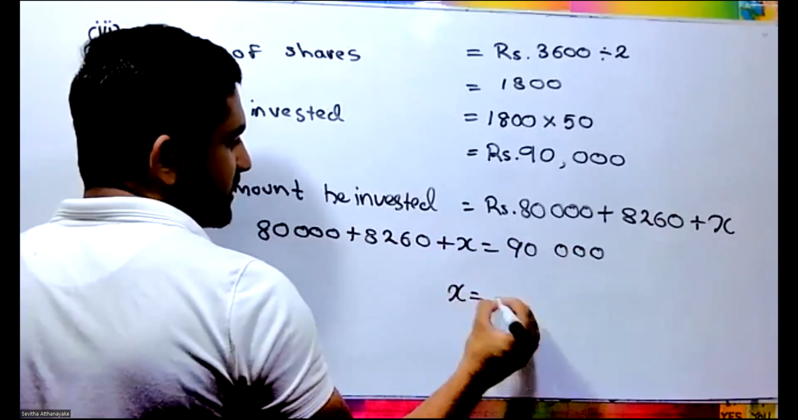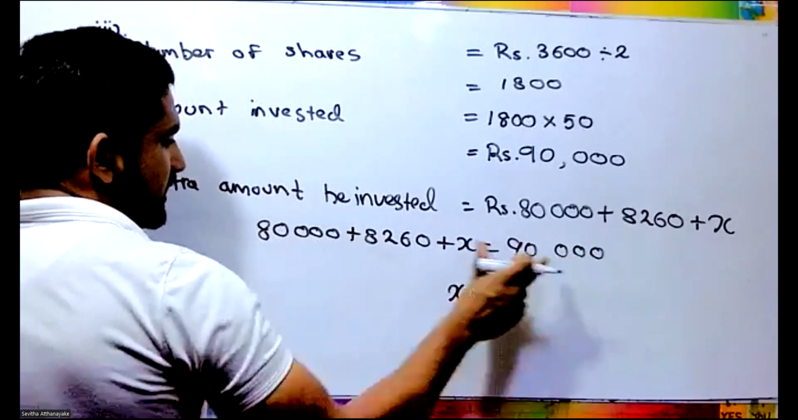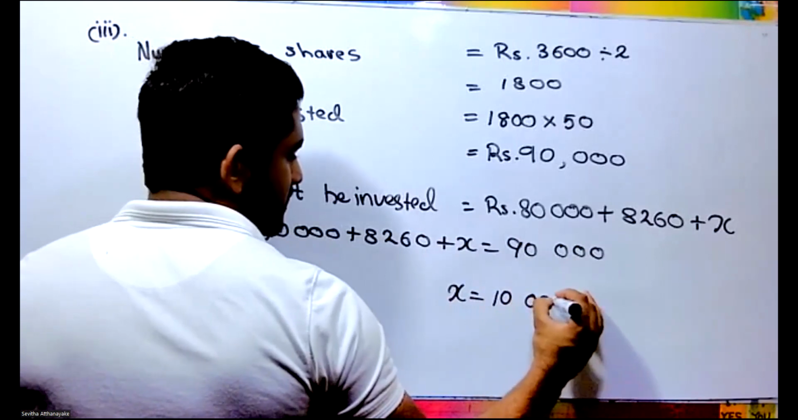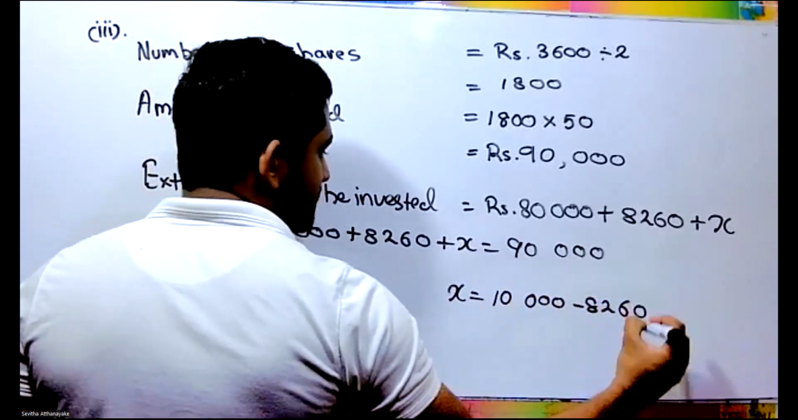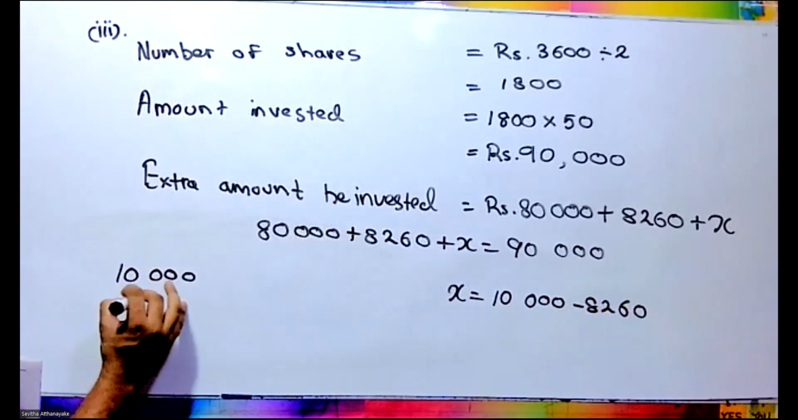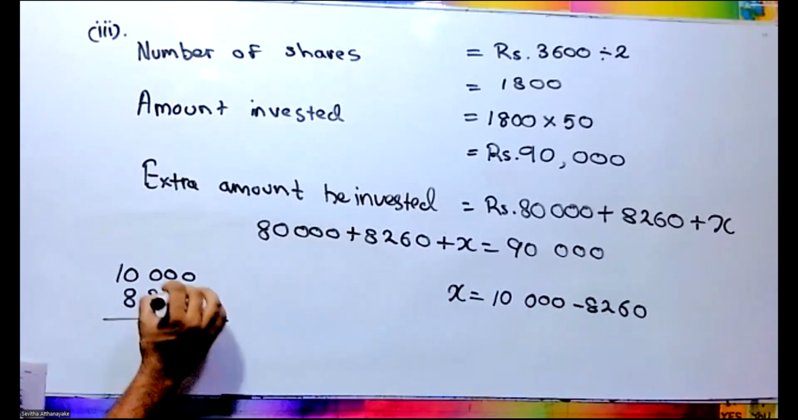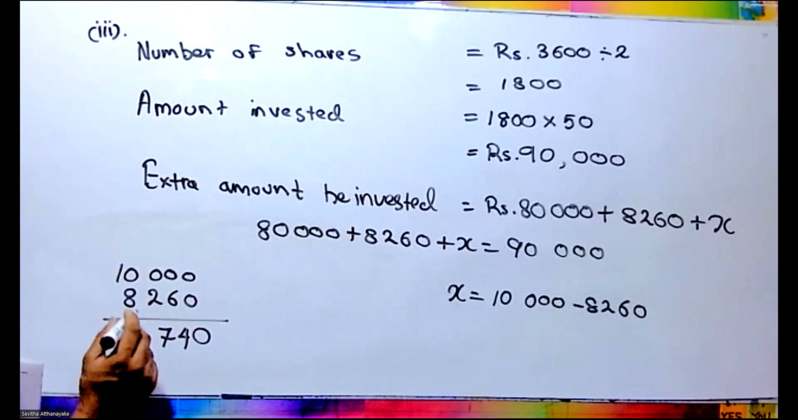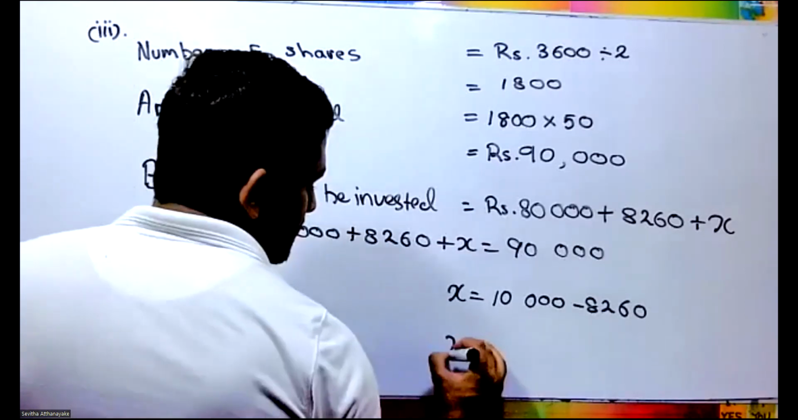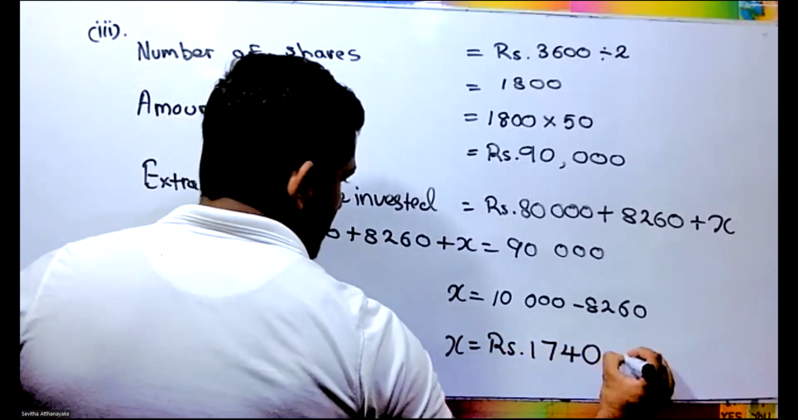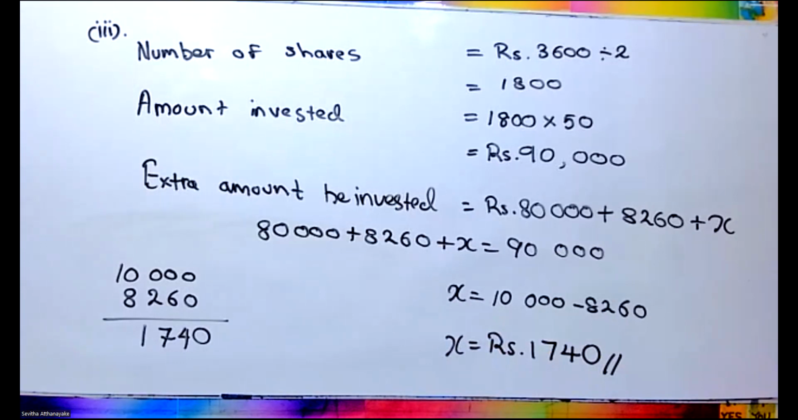Therefore, x will be equal to 90,000 minus 80,000, 10,000, minus 8,260. Zero. Here 10. 10 minus 6, 4. 9. 9 minus 2, 7. Here also 9. 9 minus 8, 1. Rupees 1,740. The extra amount he invested.